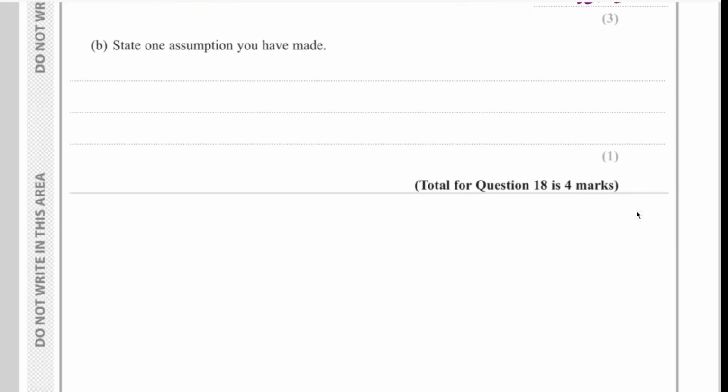State one assumption you have made. So we can say no frogs have left or arrived at the lake. Any assumption out of this, you can get: no tags have fallen off, or no lost frogs, no lost tags, any one of these. So I'm picking no frogs have left.